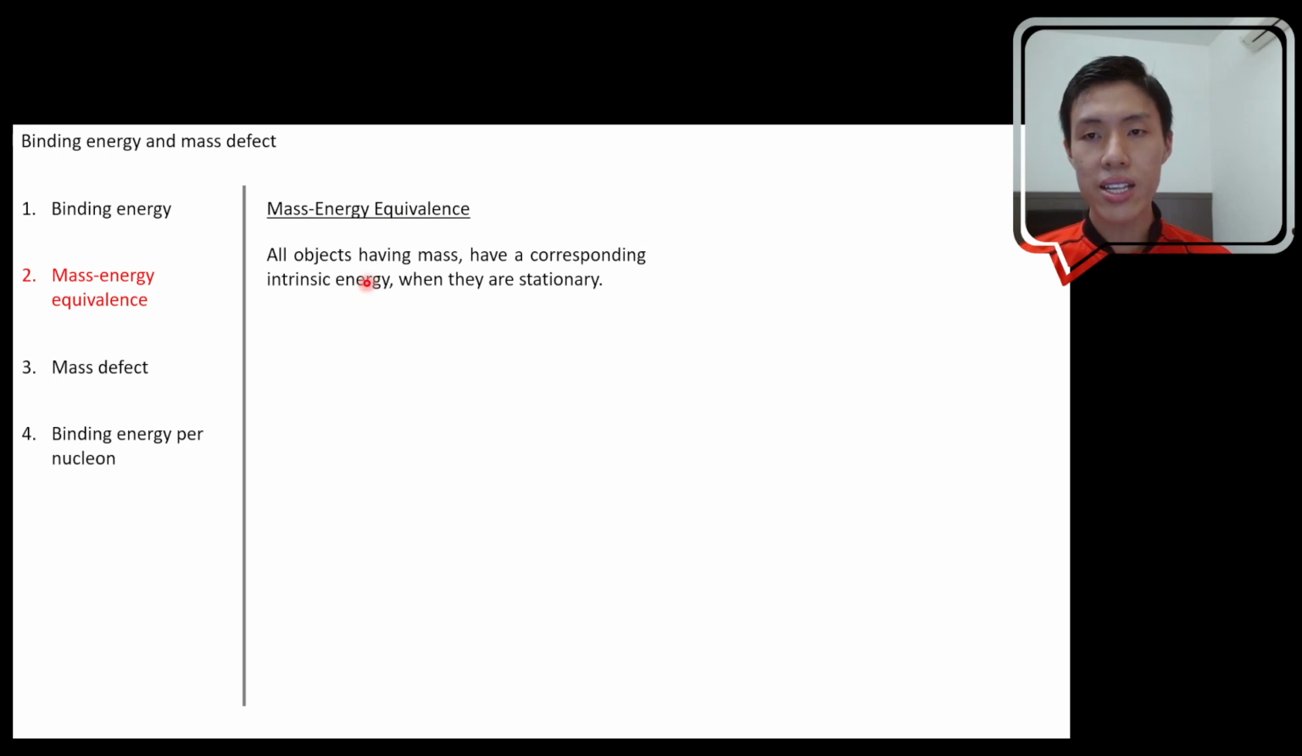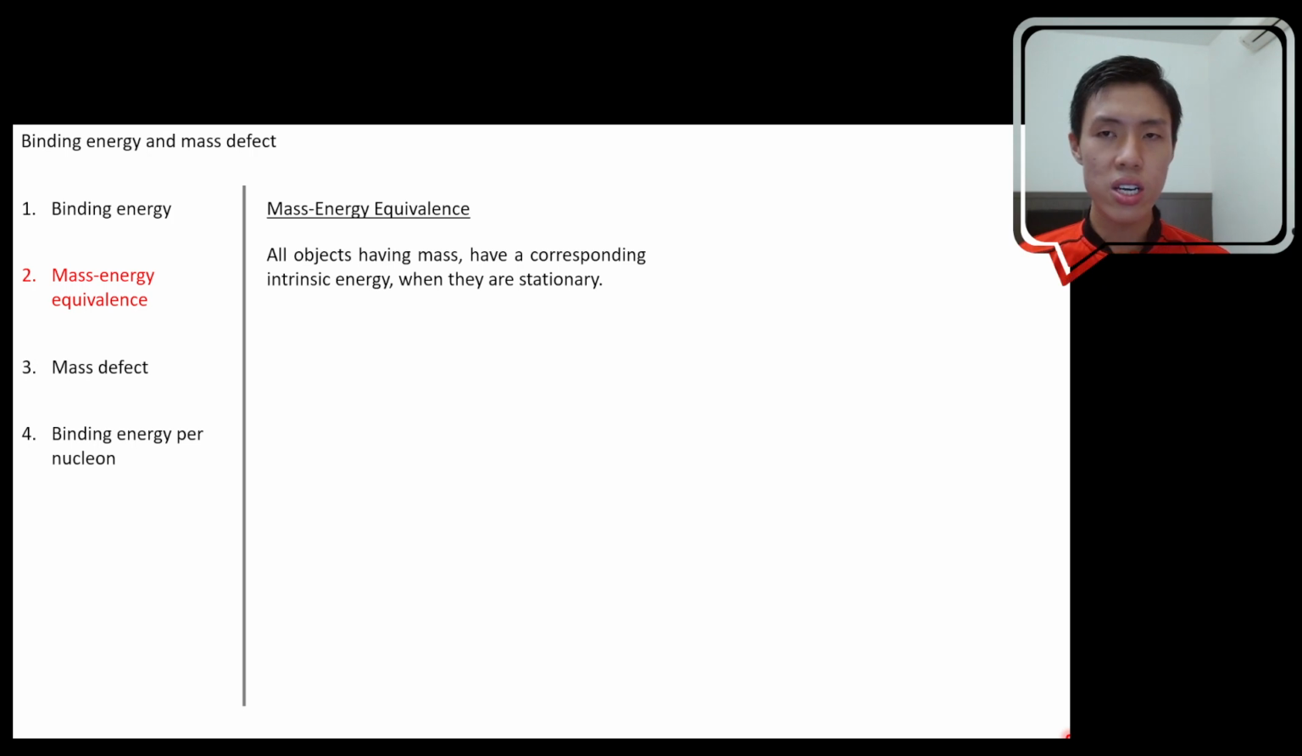So the idea is all objects have mass, so have a corresponding intrinsic energy when they are stationary. In the usual case, when we study physics from semester 1 until now, the kind of energy we talk about is usually kinetic energy or potential energy, or sometimes we talk about internal energy when we are talking about heat, those kinds of discussion.